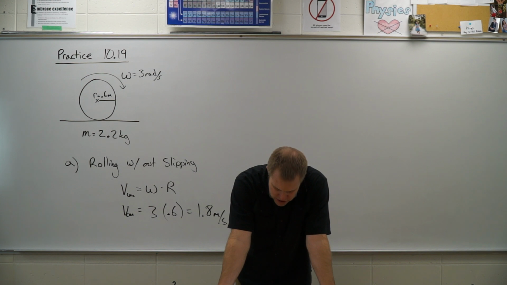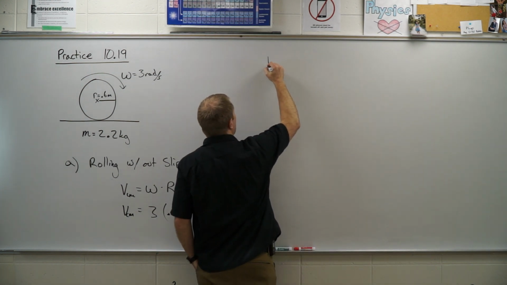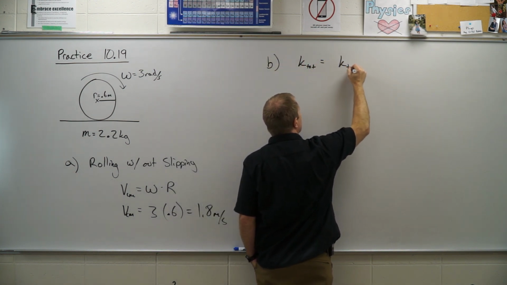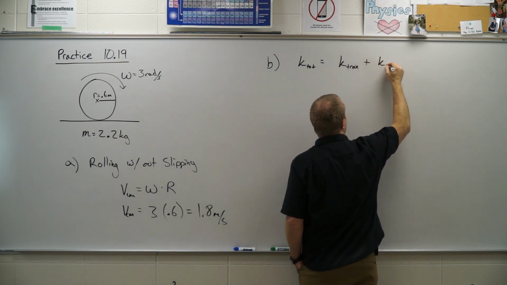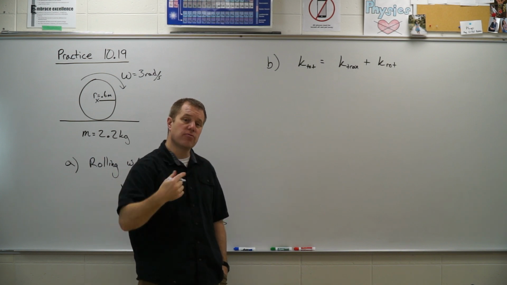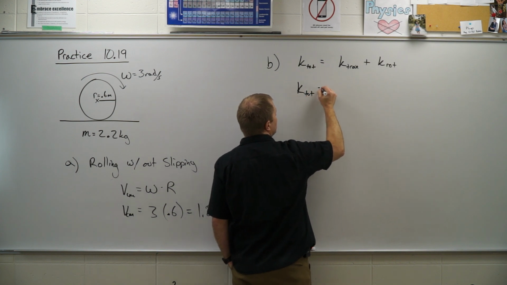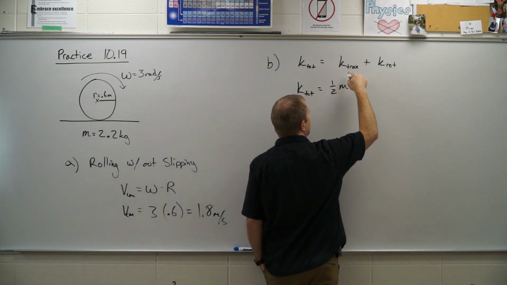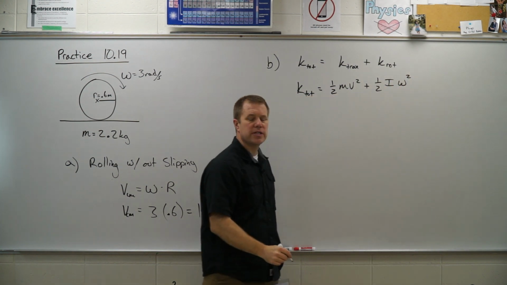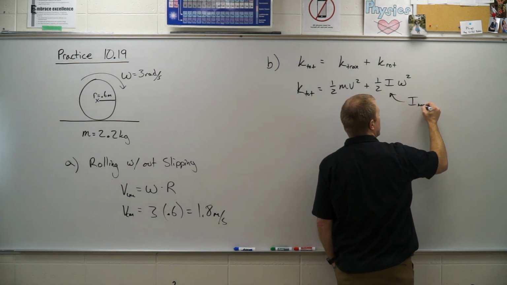Part B wants to know, what is the total kinetic energy of the hoop? Okay, so for part B, we're trying to find the total kinetic energy. Well, the total kinetic energy is a combination of our translational kinetic energy and our rotational kinetic energy. And since this is both moving and rotating, it will have both types. So our total kinetic energy is going to be 1/2 mv squared for the translational plus 1/2 I omega squared for the rotational.